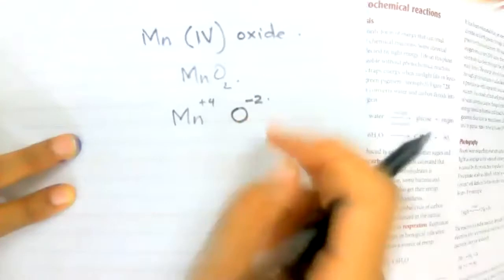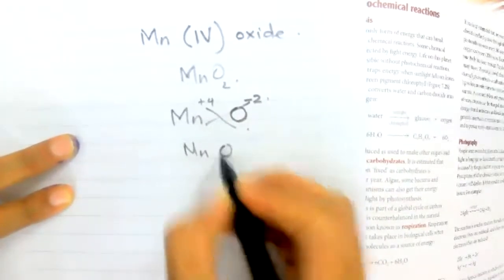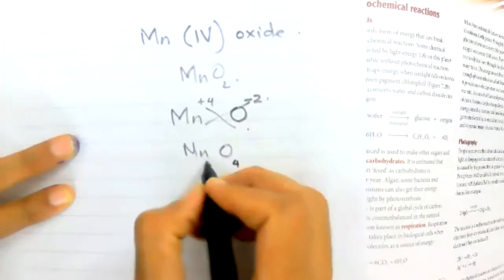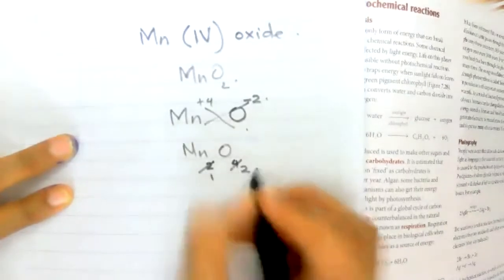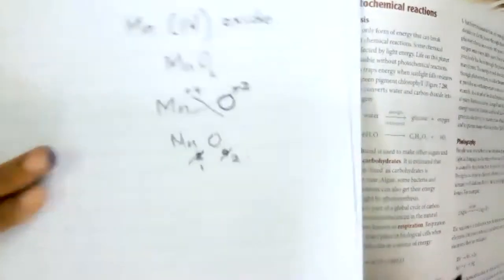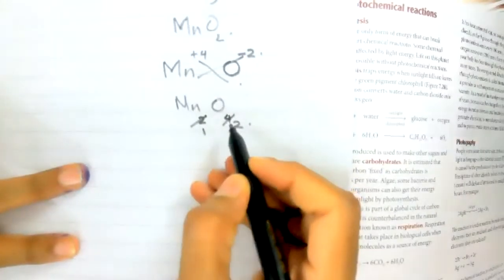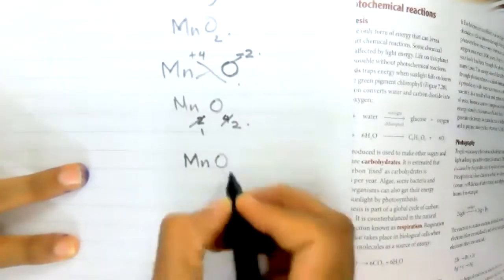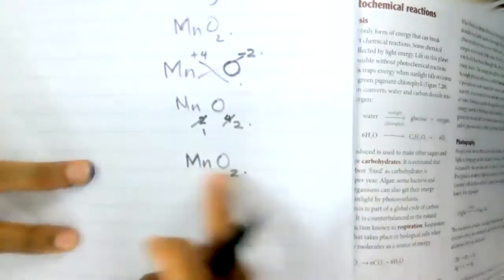Oxygen is in the 6th group. And so we write the oxidation states crisscross. You will write the oxidation state of manganese here, of oxygen here, and they get cancelled. If there are multiples of the same number, they get cancelled. So we get MnO2. That's why the formula is MnO2.